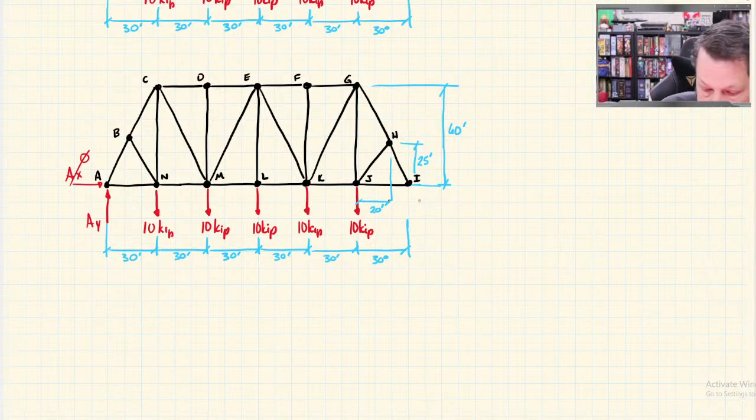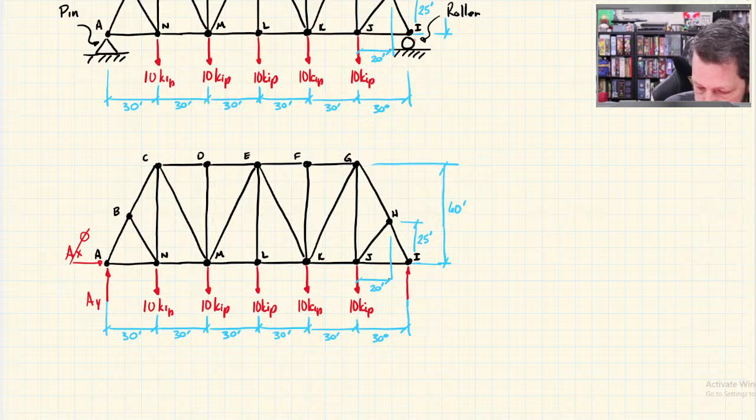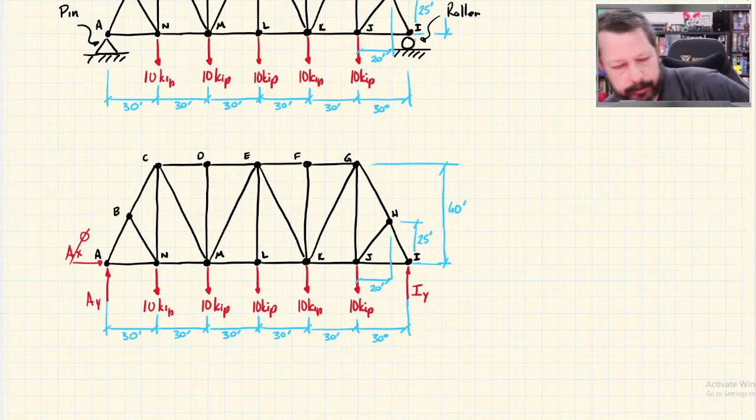I'm going to put, this was a roller. I had drawn it rolling on a horizontal surface, so that means the reaction is vertical, and there's only one reaction. So that'll be IY in the Y direction. Now we have a free body diagram.